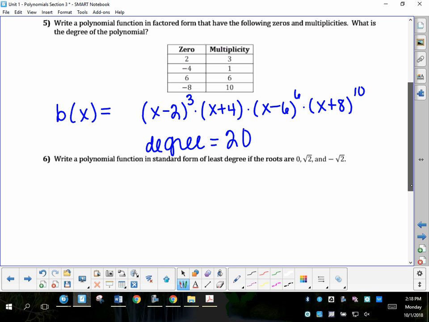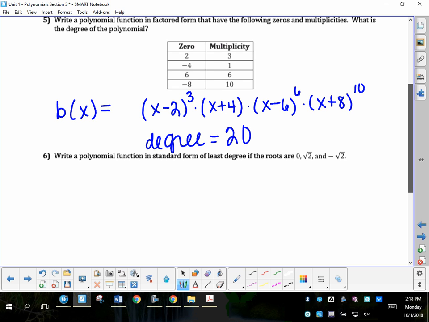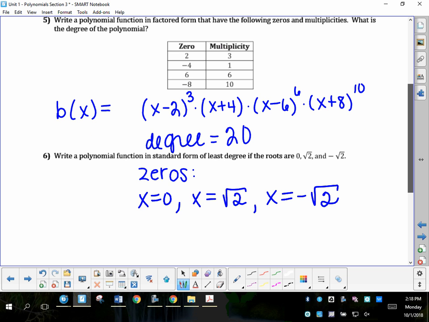I know this is a little bit tough. Write the equation in standard form if those are the roots. Maybe it'd be helpful if we gave it out as zeros. We've got a 0 at x equals 0. We've got one at radical 2. And we've got a 0 at x equals negative root 2. Who can tell me what would be in this?